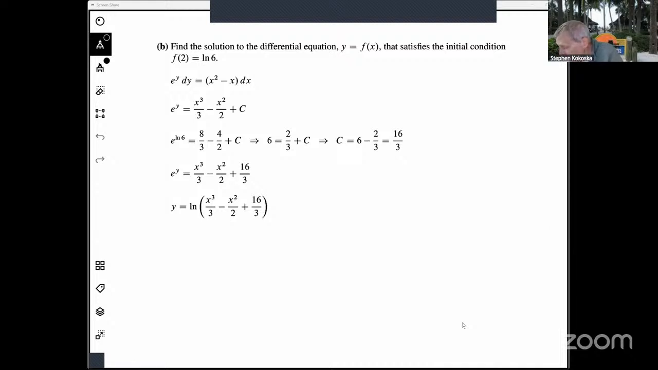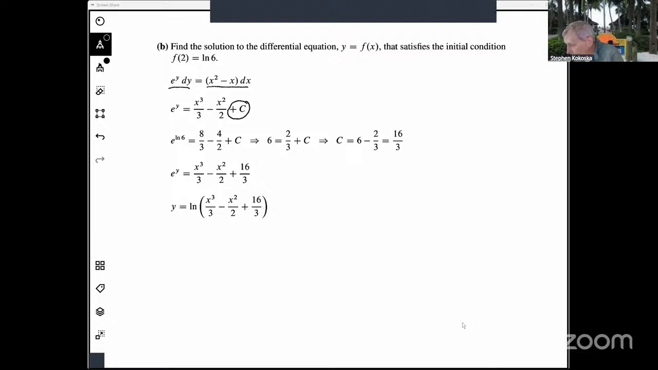So I separate the variables. I've got all the y's on the left, all the x's on the right-hand side. We integrate both sides. On the left-hand side, I've got e to the y, probably the easiest antiderivative we can find. On the right-hand side, we integrate term by term. x cubed divided by 3 minus x squared over 2. There's my plus c. Third time we're doing this tonight. Generally, we couple the constant with the x's. Doesn't have to be, but generally that's the way we do it.